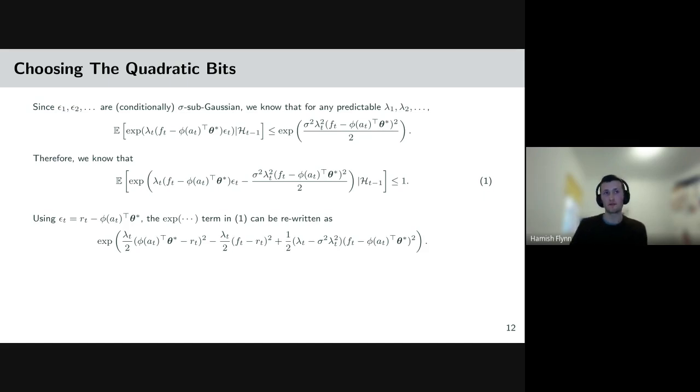And if we look at the last term inside the exponential, we can think if we set lambda t to be 1 over sigma squared, then actually the final part disappears, because then lambda t minus sigma squared lambda t squared is just 0. And in that case, we're left with this quantity. And this is simply e to the power of the difference between the squared error of phi of a times theta star and the squared error of our sequence of predictions f_t.